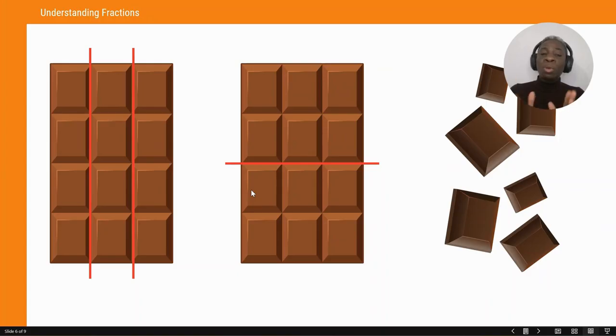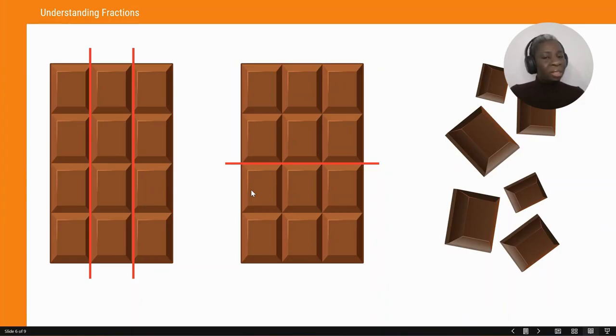Now let's say we want to share this chocolate bar amongst four friends. What are we going to do? Yes, we will divide it into four. If we are sharing it amongst four friends, then we will divide it into four. So now if we divide it into four, each friend will get what fraction? Yes, that is 1/4.